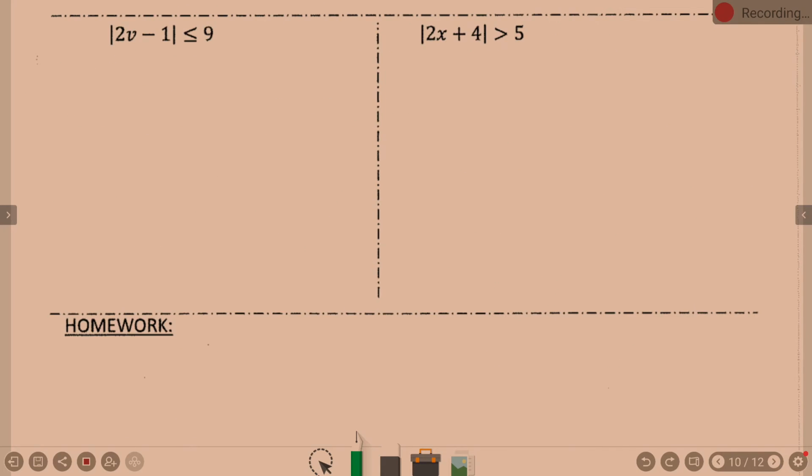What is that sign? Less than or equal to. Okay. This is a less than sign, which means what word am I going to use in the middle? And. This is going to be and.